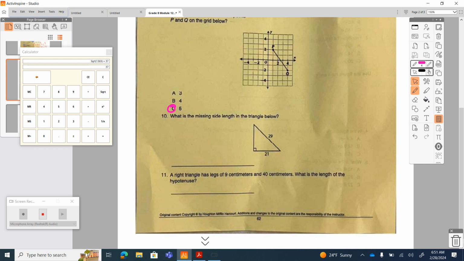What is the missing side length in the triangle below? So again, when I'm looking, I'm given the hypotenuse, right? I'm given a number for the hypotenuse. So when I set this up, it's a squared, I'm going to use 21 squared, plus b squared equals 29 squared. Okay? 21 times 21 is 441.